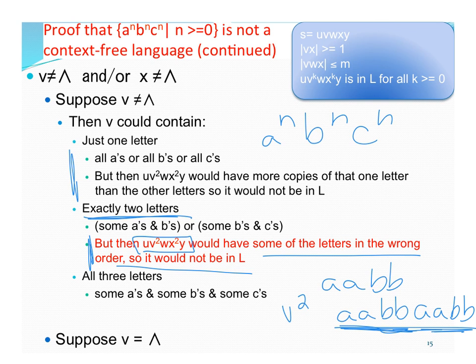Okay, so we've said if v is not the empty string, then we know it's not just one letter, and we know it's not exactly two letters, so let's see what happens if we say maybe it's three letters.